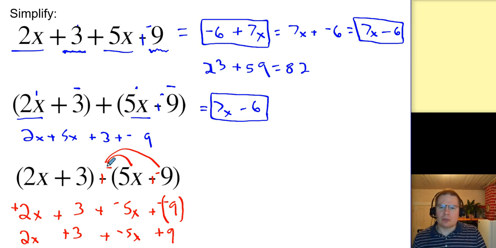So we often just distribute that negative. The opposite of 5 is -5. The opposite of -9 is positive 9. Right? I'm distributing this negative to reverse each sign in the second parentheses. Now I'm looking at my like terms, 2x and -5x. 2 minus 5, that's -3. 3 plus 9, right? It was minus -9, so that's plus 9. 3 plus 9 is 12.